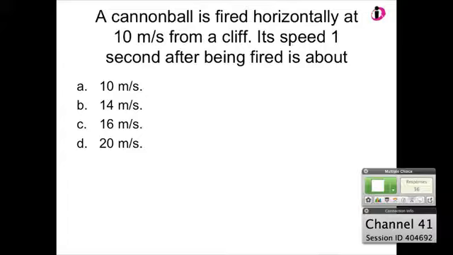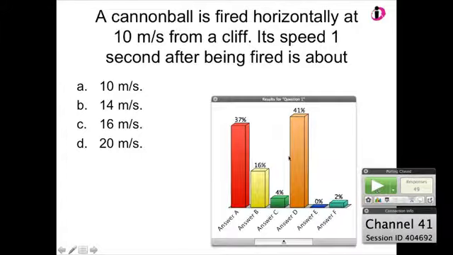All right, looks like we got most people. 10, 9, 8, 7, 6, 5, 4, 3, 2, 1, 0. All right, we got 10 or 20 as the big majority. Okay.